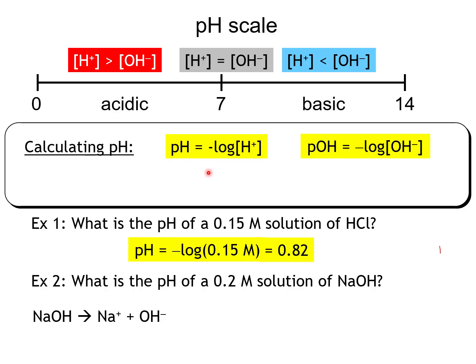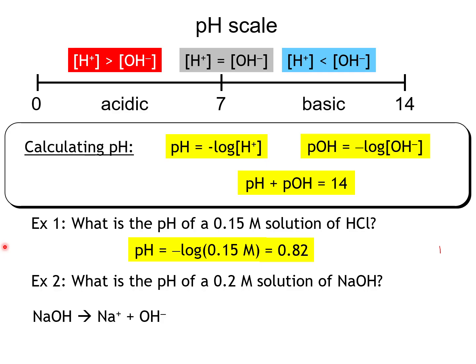So pH is negative log of the hydrogen ion concentration. pOH is negative log of the hydroxide ion concentration. And then the last thing that we have is the relationship that pH plus pOH is equal to 14. And this is true at room temperature. If you have higher temperatures, this shifts things around a little bit, but we're not going to worry about that. We're just going to do all of our pH calculations at room temperature.